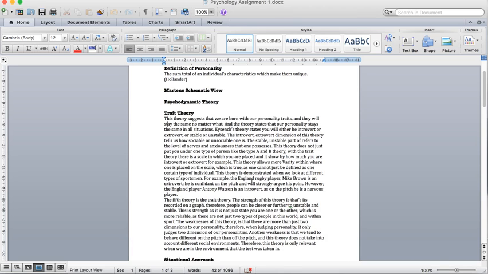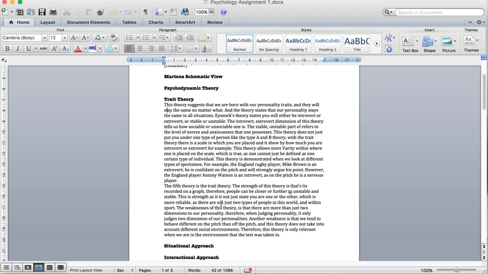This theory is demonstrated when we look at different types of sportsmen. For example, when we look at different sports personalities, such as Mike Brown, we could say he's an extrovert, he's confident on the pitch and will strongly argue his point. However, the England player Anthony Watson seems to come across more as an introvert because actually he's quite a nervous player and he doesn't really show that outward side of him. That's what the theory would believe.